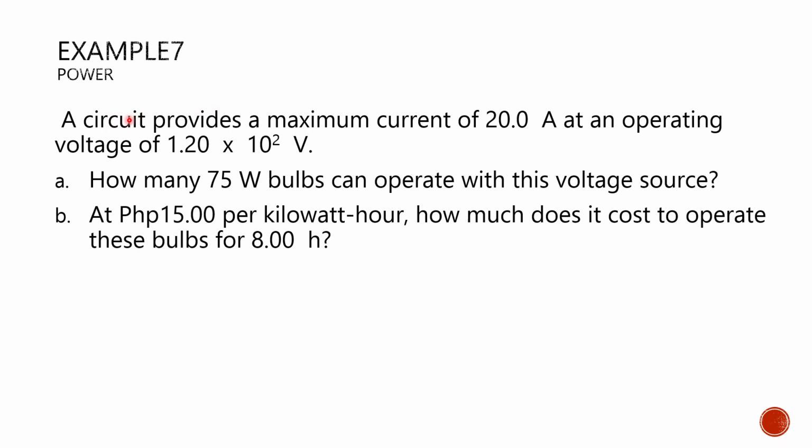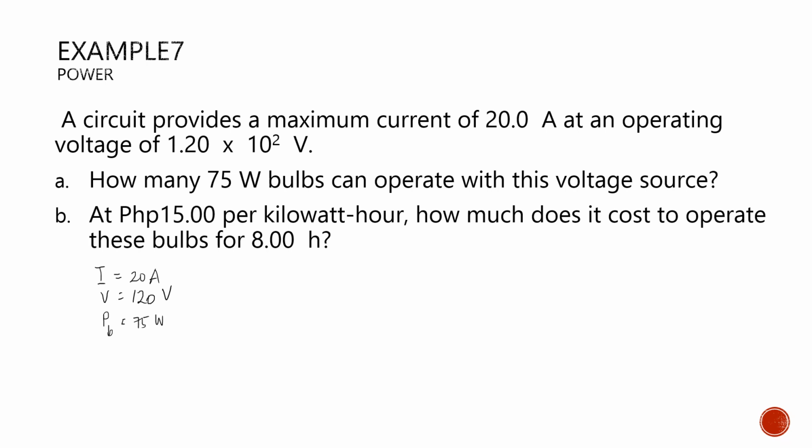So another example on power. A circuit provides a maximum current of 20 amperes at an operating voltage of 1.20 times 10 to the power of 2 volts, or that's 120 volts. So how many 75 watt bulbs can operate with this voltage source? For letter A, we are given the electric current value, which is 20, and the voltage, which is 120. So each bulb has a power rating of 75 watts.